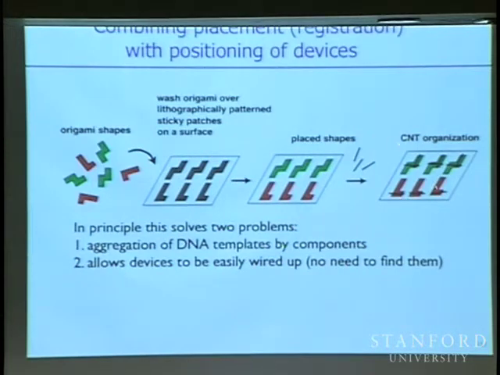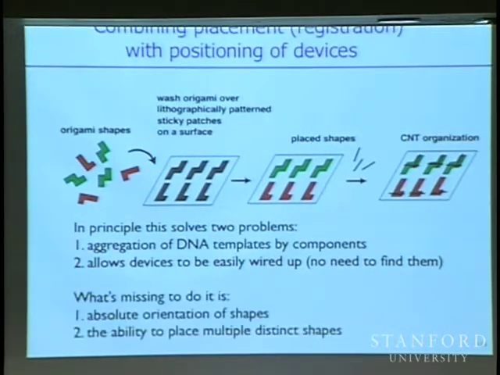So if you put the carbon nanotubes on after you've put the DNA structures down first, then the DNA structures can't be aggregated by the devices, and you also know where they are. So you can use very regular, easy, much cheaper lithography to lay down a grid of electrodes or whatever else you might want to do. So that's the long-term goal for that.